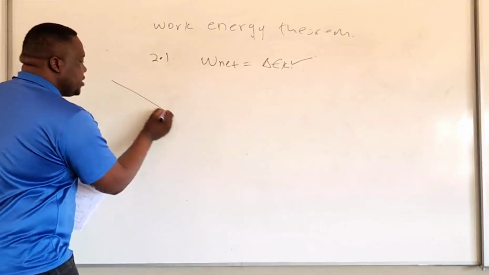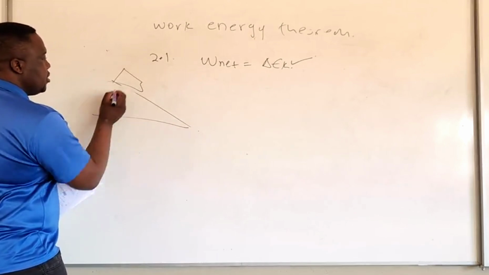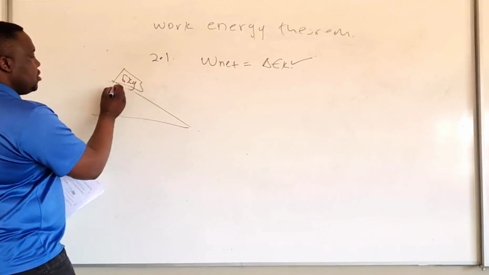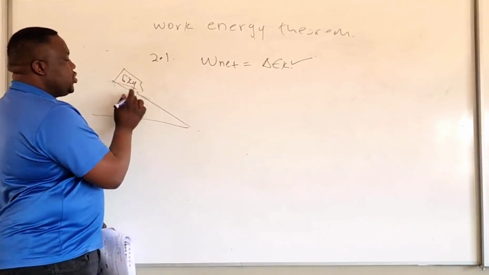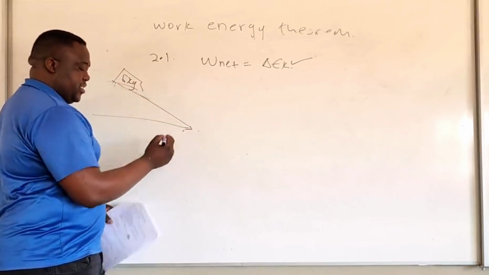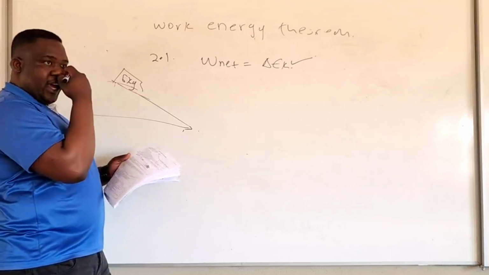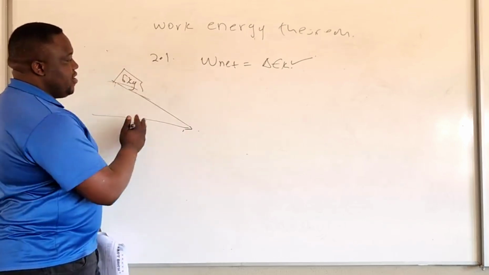We can draw that object. It is here. It is 5 kg. What is it that we are told? We are told that it's a smooth surface from point start to point P. It's a smooth surface. Let us draw a free body diagram.